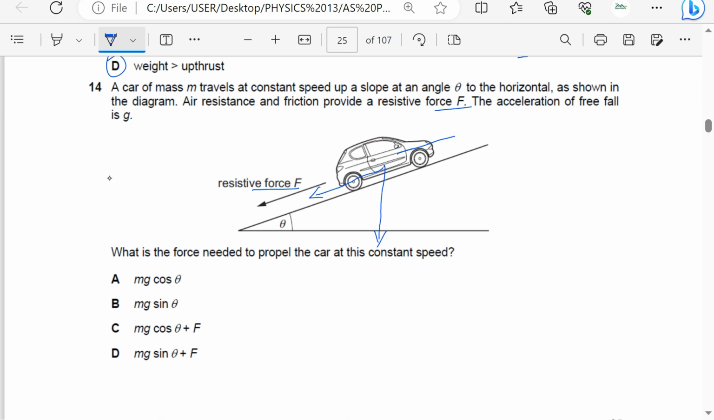So when we resolve the weight parallel to the plane, let the weight be mg. Parallel to the plane, this is mg sine theta. Of course, perpendicular, it will be mg cos theta. So it means the force downwards is going to be F plus mg sine theta. This should be equal to the force upwards, so that the resultant is 0, so that there is no acceleration, so that the speed remains constant. For constant speed, acceleration is 0, resultant force is 0. So the force up the plane should be equal to the force down the plane, and the force down the plane is F plus mg sine theta. So this is going to be D.